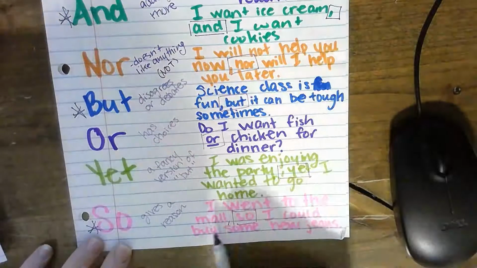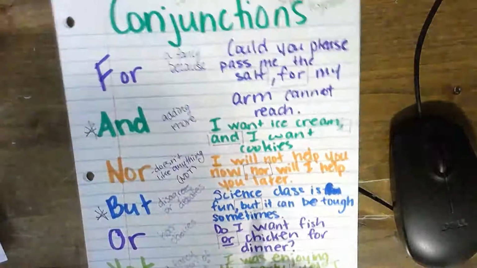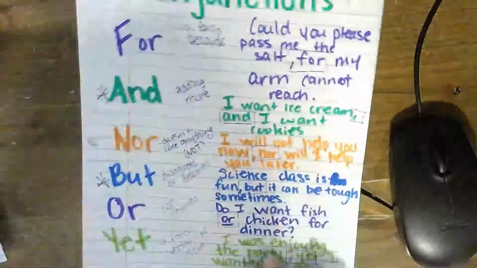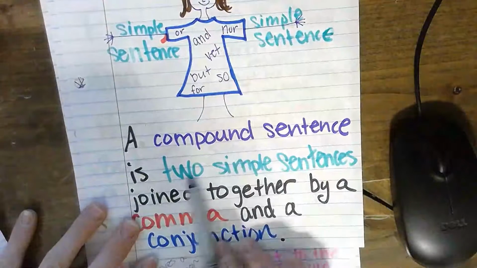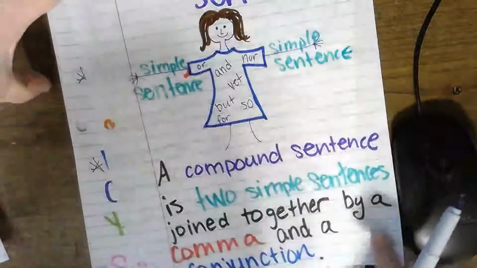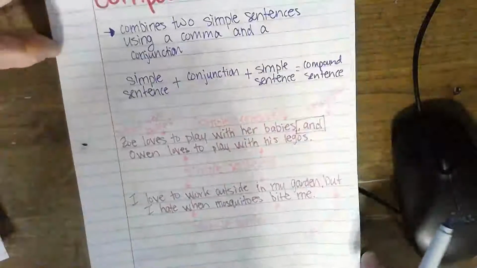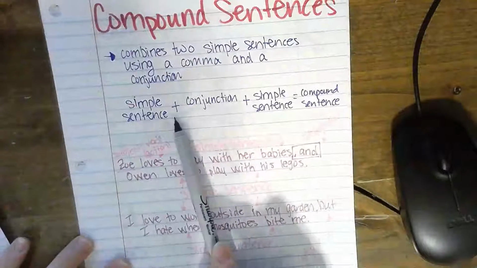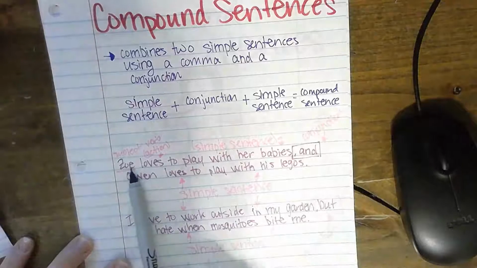So I need to make sure I have my comma if I have two complete sentences. But these are all of the options I can use for combining sentences. So when I have my compound sentence, a compound sentence is two simple sentences joined together by a comma and a conjunction. And so if I have some examples, I have a simple sentence plus a conjunction plus my simple sentence, which gives me a compound sentence.